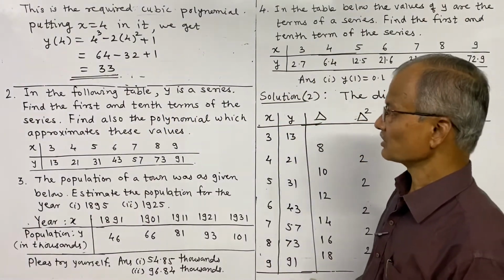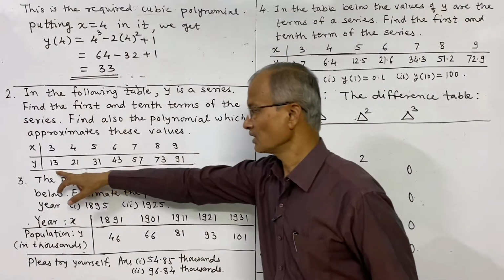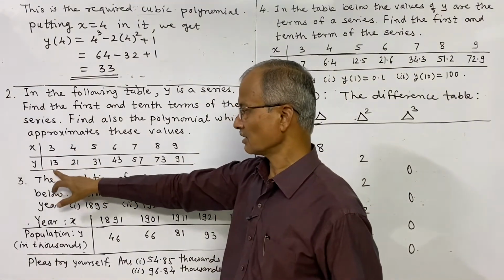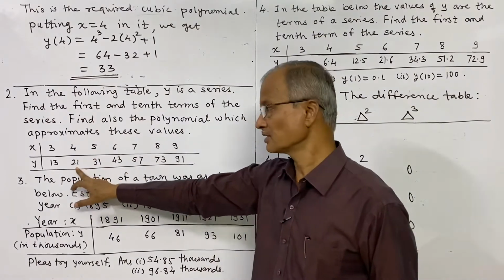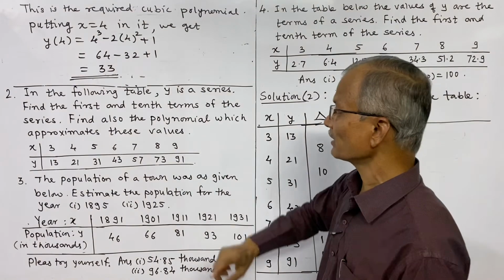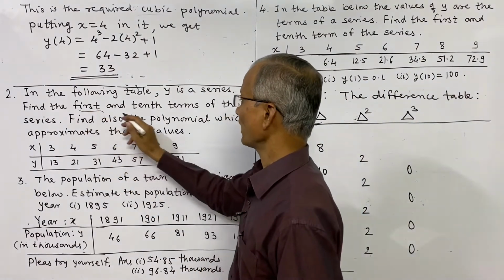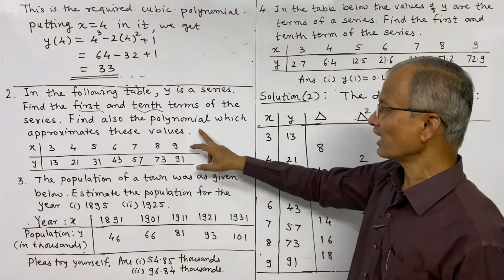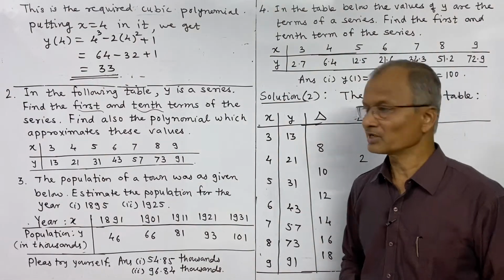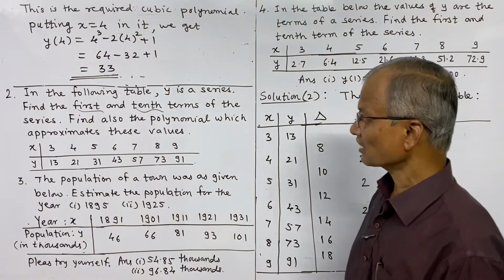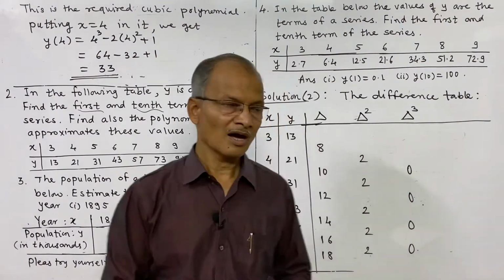Now what is asked? You see, y is a series. These are the values in a series. That means the third term of the series is 13, the fourth term of the series is 21, and so on. And we have to find the first and 10th term of the series, and also we have to find the polynomial which approximates these values. So that is asked.